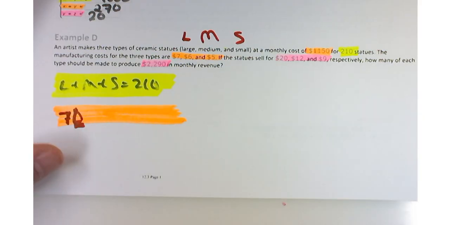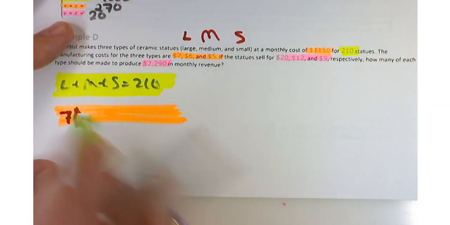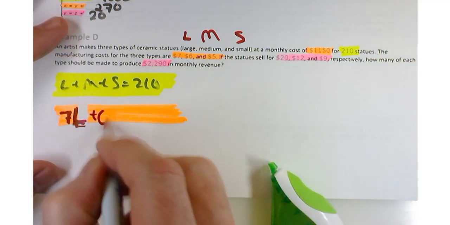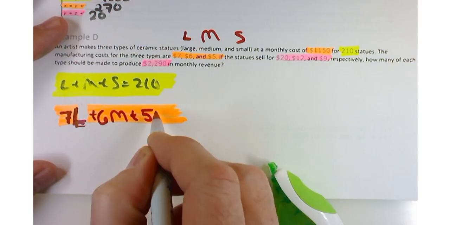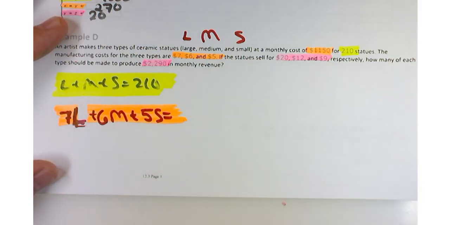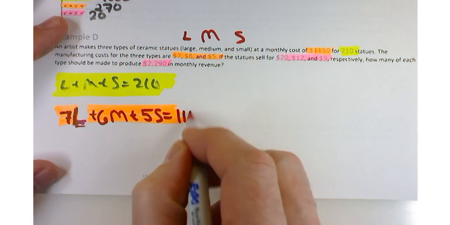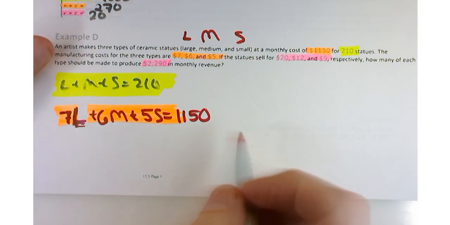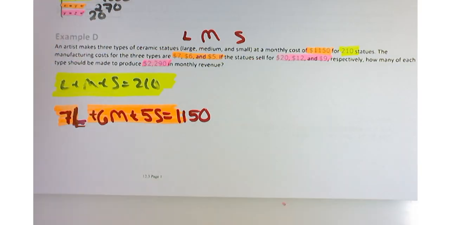7L, and, all right, so 7L plus what else? 6M plus 5S. And what's that going to equal? 1150. So we've got our cost, we've got the number of statues. There's one last thing we want to figure out, and that is our profit. Or at least our revenue. I guess it's not profit, we have to subtract here to get the profit.